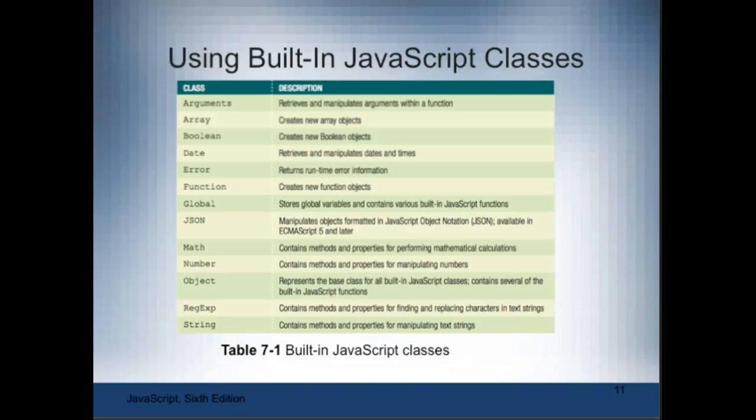The JavaScript language includes the 13 built-in classes listed in Table 7.1. Each object contains various methods and properties for performing a particular type of task.